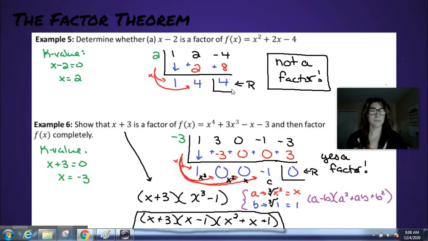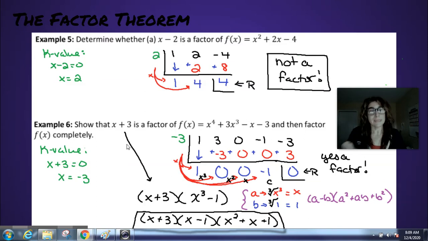When we do so, we look at the remainder. Remainder is 4. It's not 0. So that tells me this is not a factor of the problem. And if they're not asking you to factor it, if they're just asking you to determine if it's a factor, you just call it a day. You move along. You say it's not a factor. Example 6 is a little different.